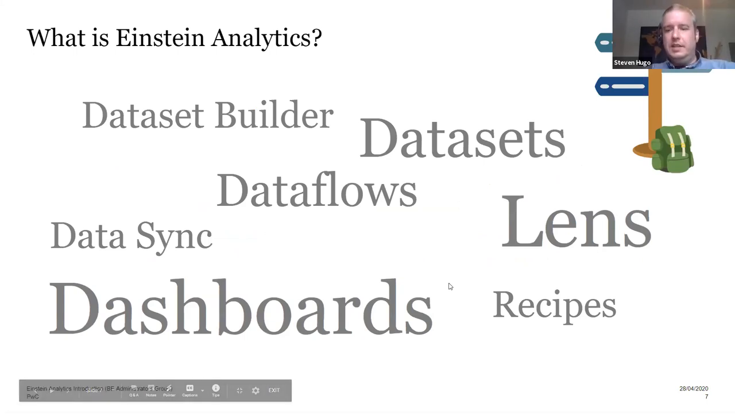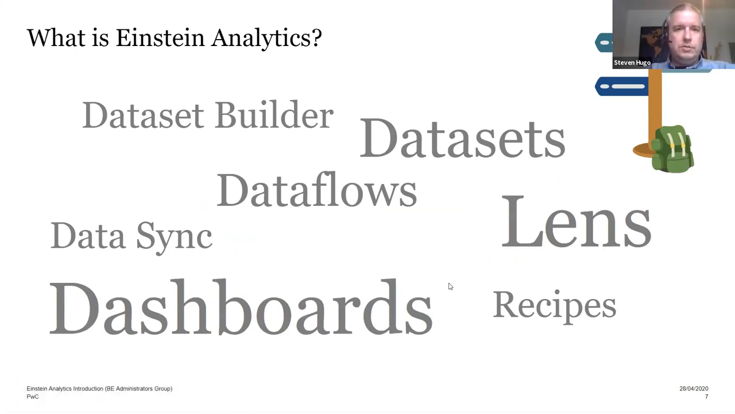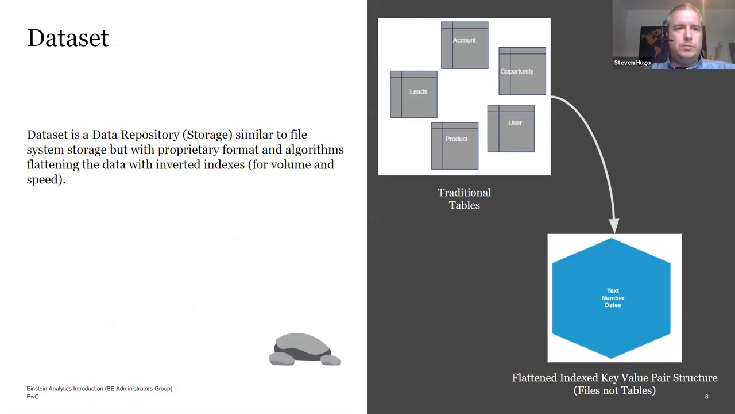So what is Einstein Analytics? You already saw this slide. So these terms. So first of all, a data set. I'm just going to read it because it's a very good definition. A data set is a data repository similar to file system storage, but with its own format and algorithms, flattening the data with inverted indexes for volume and speed.